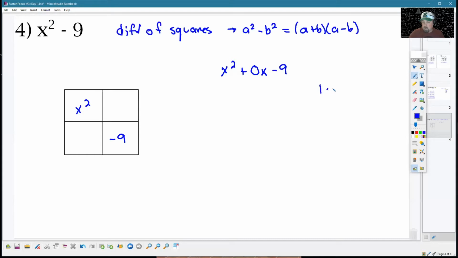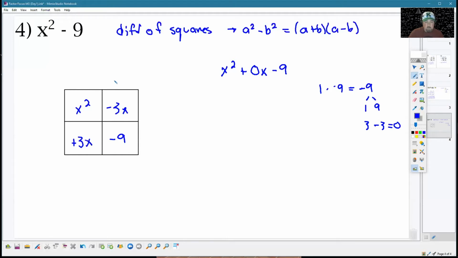So 1 times -9 is equal to -9. So we want to subtract the factors of 9 and get 0, because that's the number that's in the middle this time. So let's see, we have 1 and 9 and 3 and 3, and the only ones that are going to subtract to make this work are 3 and 3. So that means this should have been -3 with an x and +3 with an x.